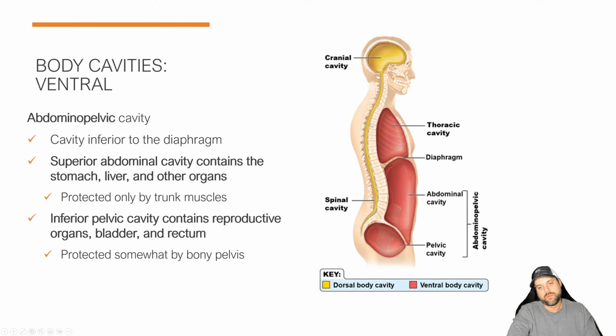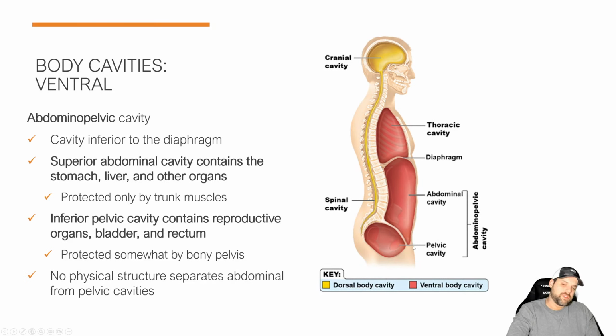So there's multiple things housed here as well, and that's protected by a bony pelvis, whereas the abdomen is only protected by trunk muscles. So this is probably the weakest area of the body, considering that there's no skeleton protecting this part of the body.